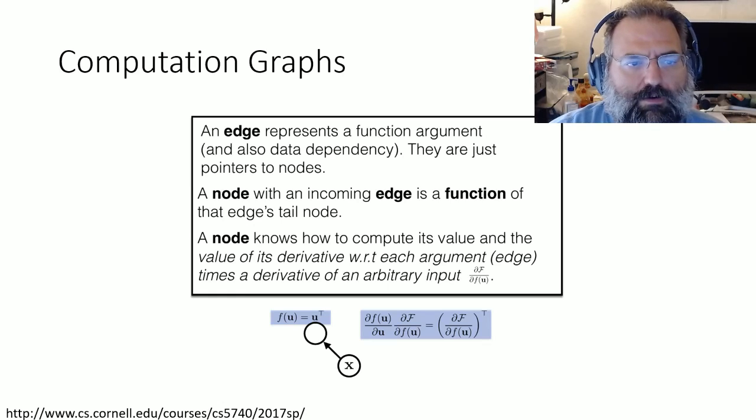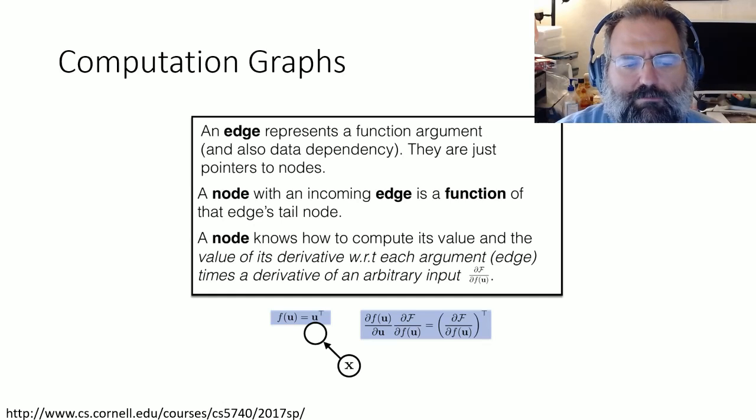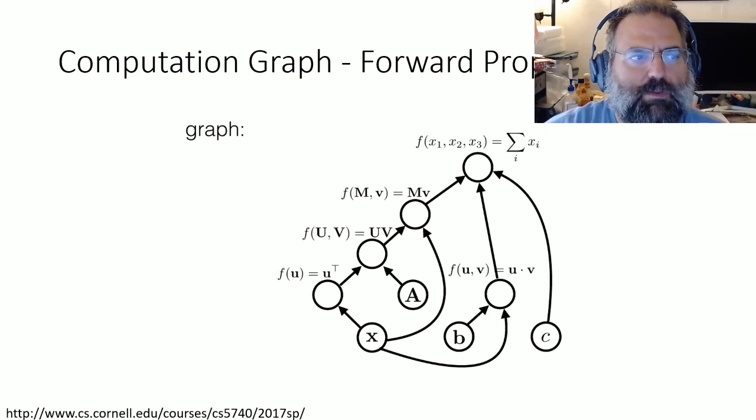Being a graph, you have a node and an edge. An edge represents the essentially functional argument. A node with an incoming edge is a function of that edge's tail, and so on. So the basic idea here is just a way of representing things beyond simple pseudocode. Computational graph for a forward propagating network.